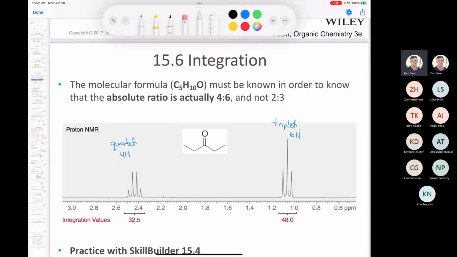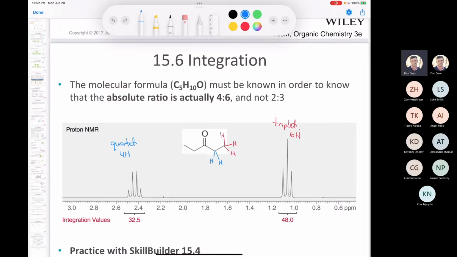Maybe I'll change this to red. So the triplet, there we go. Our triplet comes from these protons here. Let's just pick 3 of them: 1, 2, 3. Those protons are all chemically equivalent, and they're split by these 2 protons. 2 plus 1 gives you 3, and that's why we get a triplet.